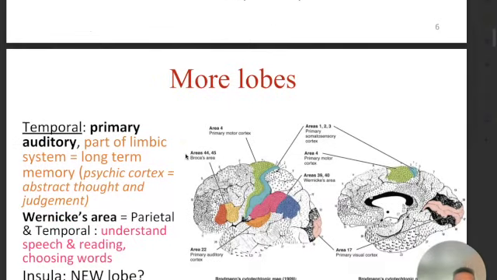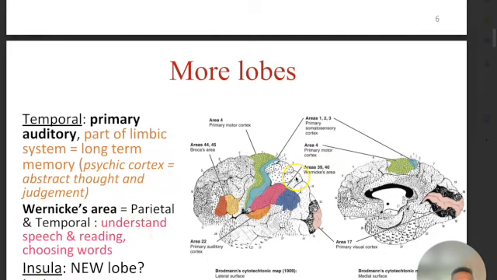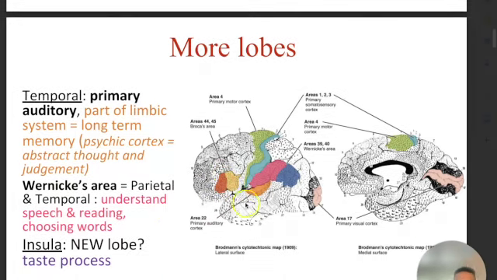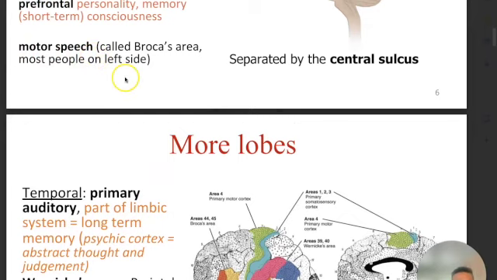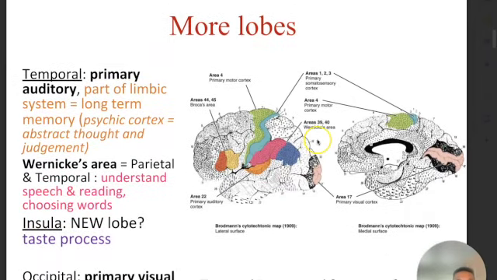One thing also to remember is the Wernicke's area right here. Wernicke's area is in the parietal and temporal area, for understanding speech and reading and choosing words. Important because it's written here. So remember, Broca's area is for motor speech, and Wernicke's area is for understanding speech and choosing the right words to say.